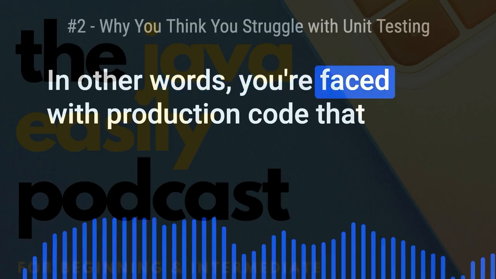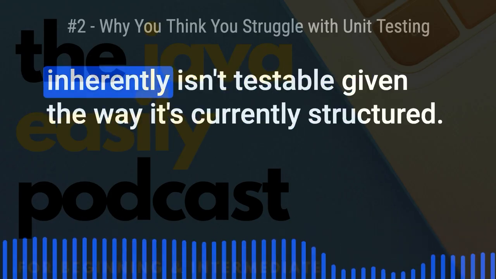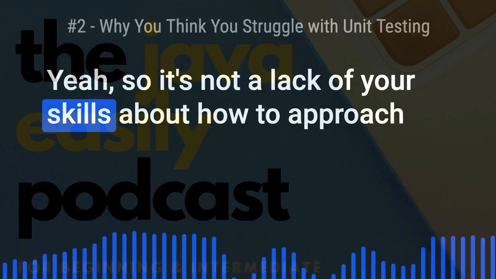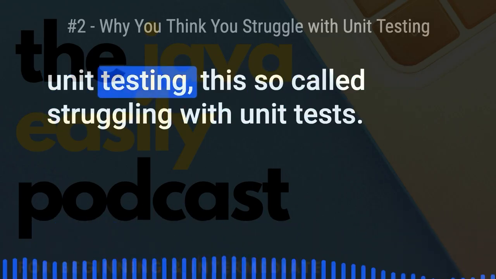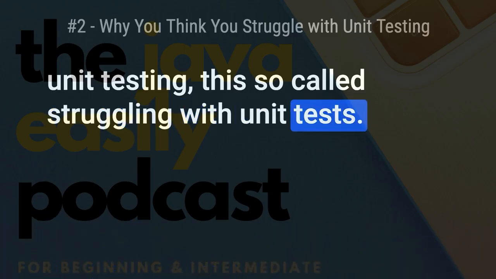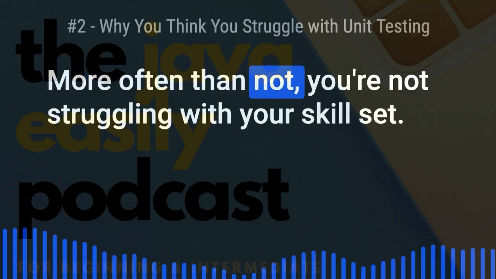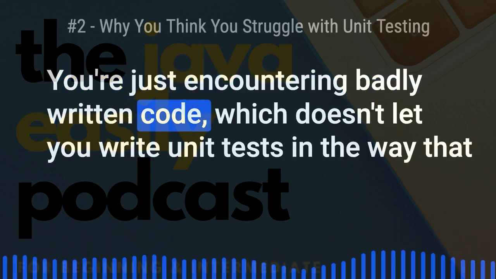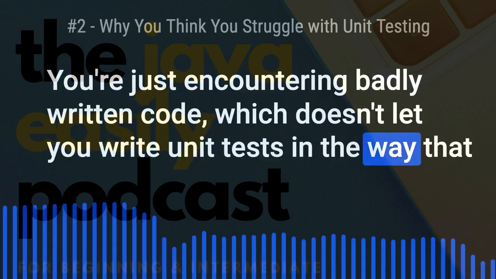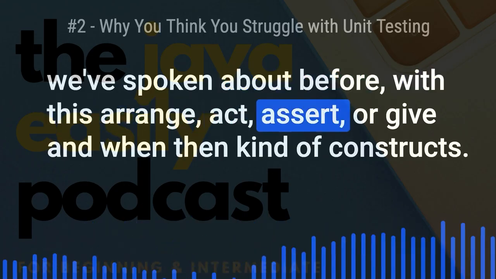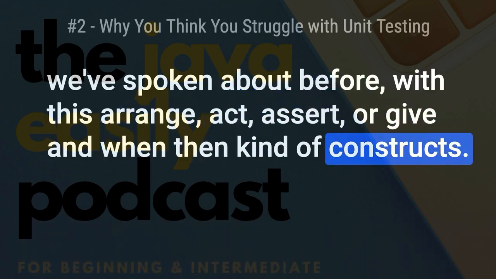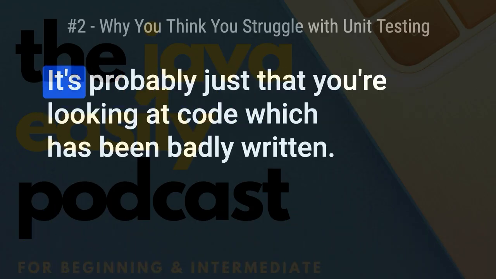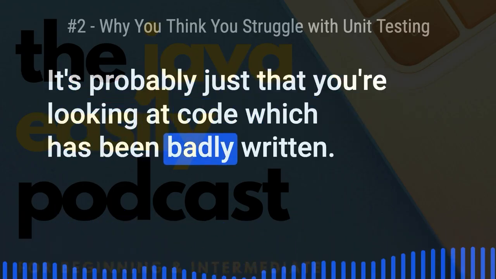In other words, you're faced with production code that inherently isn't testable given the way it's currently structured. Yeah? So it's not a lack of your skills about how to approach unit testing, this so-called struggling with unit tests. It's not that. More often than not, you're not struggling with your skill set. You're just encountering badly written code which doesn't let you write unit tests in the way that we've spoken about before with this arrange, act, assert, or given, when, then kind of constructs. So the next time you're thinking you're struggling with writing unit tests, it probably isn't that. It's probably just that you're looking at code which has been badly written.